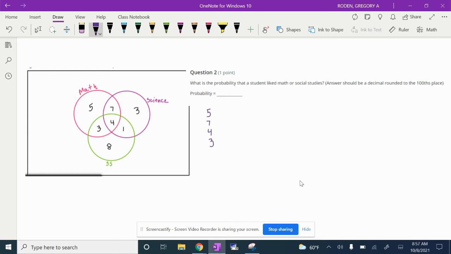Okay, now, how many of the students chose math or social studies? Well, how many of those that we counted were in social studies that were not in math? Because we don't want to double count the 3 and the 4 right here, because the 3 and the 4 have already been counted in the math. So what part of the social studies has not been counted yet? Well, the 1 has not been counted and the 8 has not been counted. So we want to add up all those, and that's going to be the top of our number.